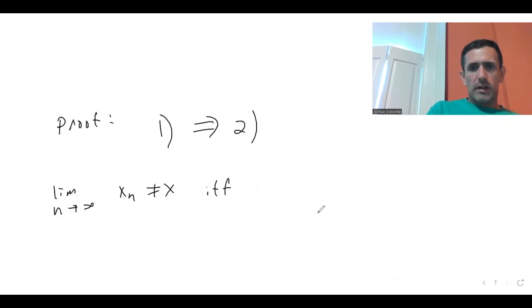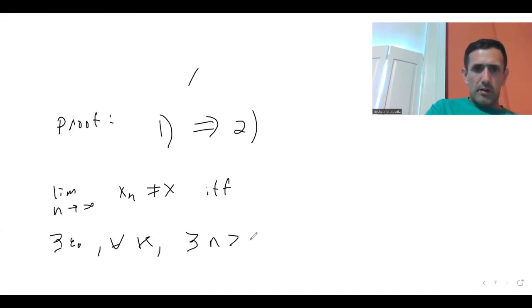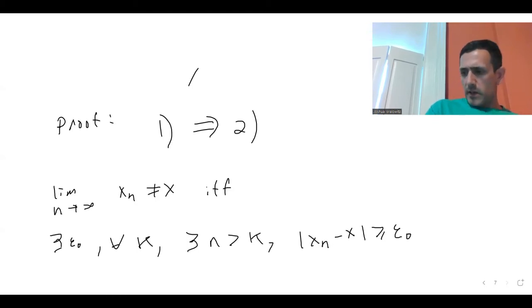All right, so I'll just rewrite that. There exists epsilon 0 such that for any k, there exists n bigger than k, where xn minus x in absolute value is bigger or equal to epsilon 0. Again, it's really nk. So how do we get a subsequence? Well, that's pretty easy. Not a whole lot to that.